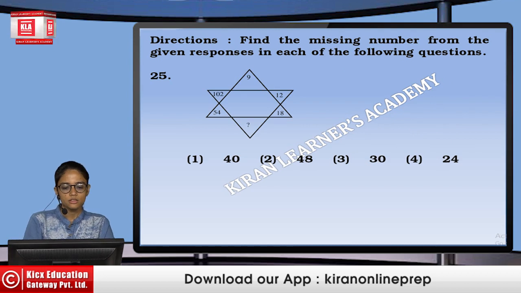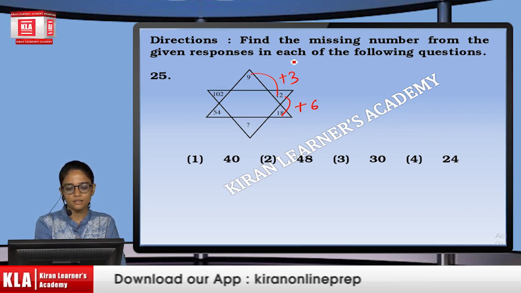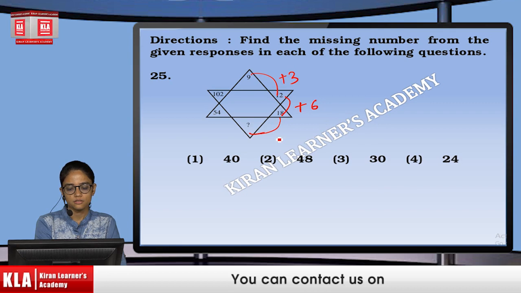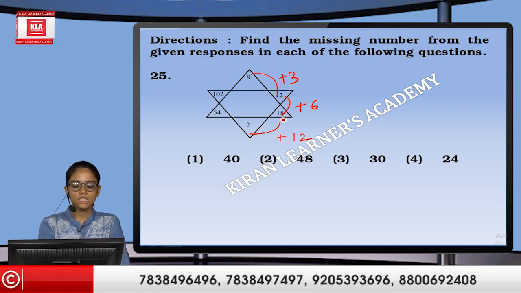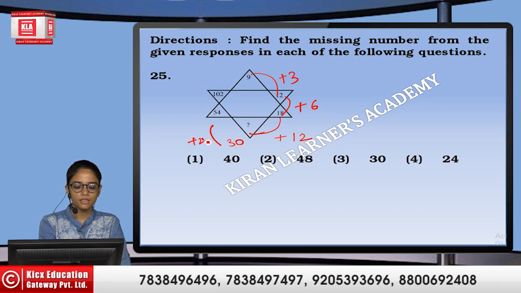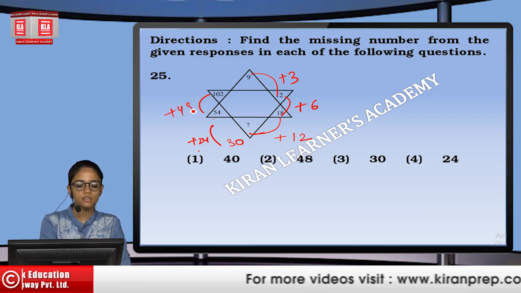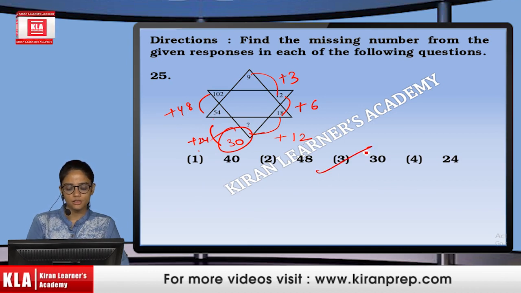Next question. 9 plus 3, 12 plus 6. We are doubling it and then adding it. If I go with 12, so 18 plus 12 will give you 30. Then 30 plus 24, doubling, add the double one, that is 54, and 54 plus 48 will give you 102. That means the answer is 30, option number 3.